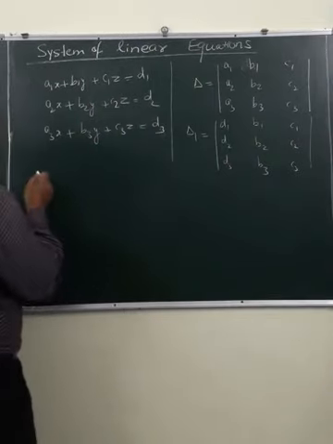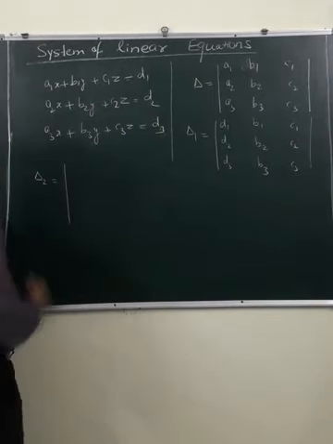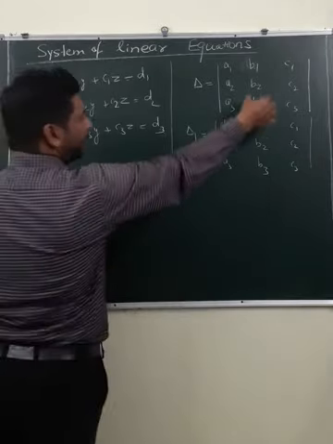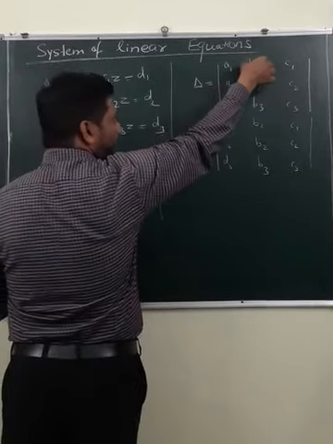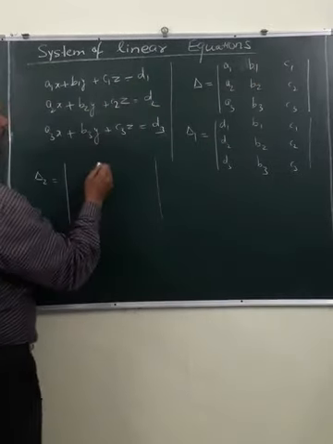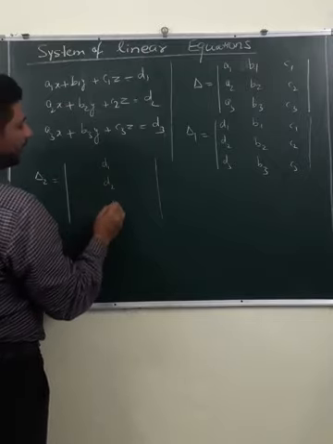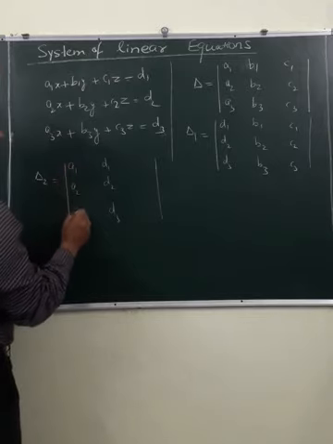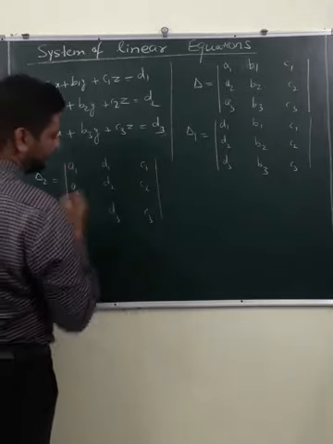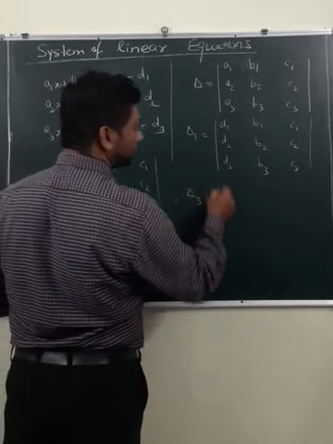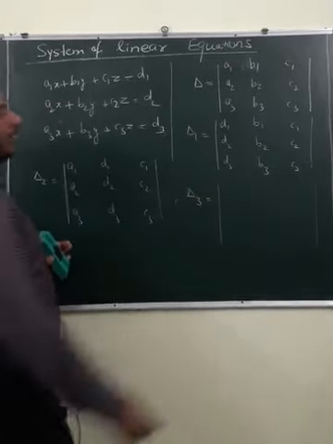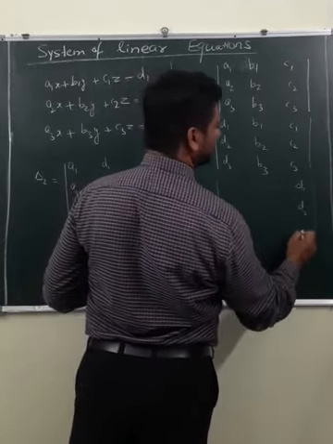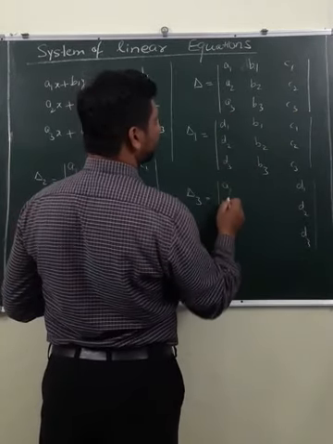And delta 2, how can I write delta 2? You can guess. In delta, we will replace the coefficients of y by D1, D2, D3. So in the second column I have to write D1, D2, D3 and the remaining two columns as they are: A1, A2, A3, C1, C2, C3. And delta 3, you can guess, in the place of the third column, I have to write D1, D2, D3, and the remaining two columns remain the same.